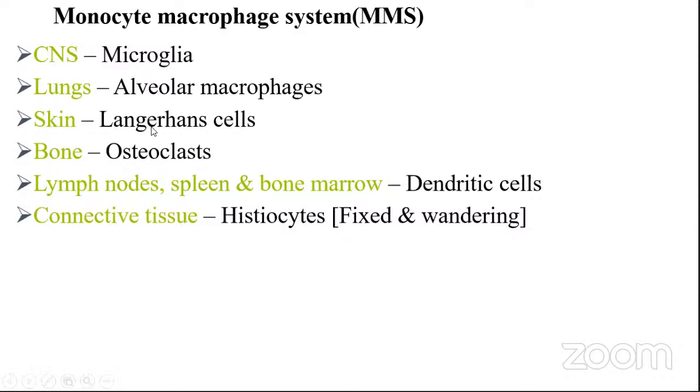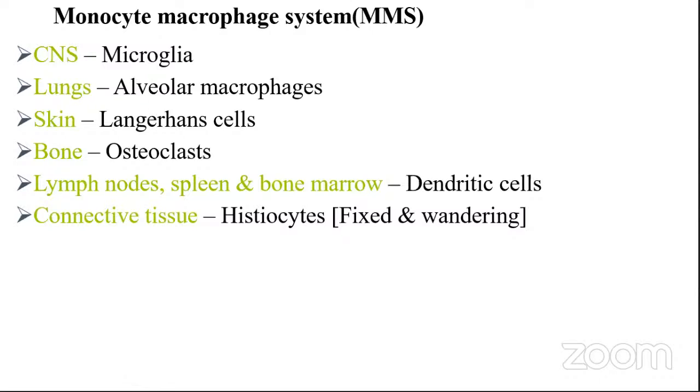In the skin, they are called Langerhans cells. In the bone, they are called osteoclasts. In the lymph nodes, spleen, and bone marrow, they are called dendritic cells. In the connective tissue, they are called histiocytes. So in the various organ systems the cells are named differently, but the function is the same, that is phagocytosis. Microglia in the CNS, alveolar macrophages in the lungs, Langerhans cells in the skin.